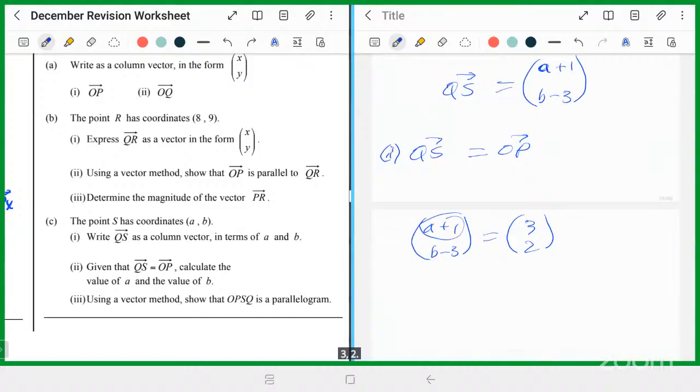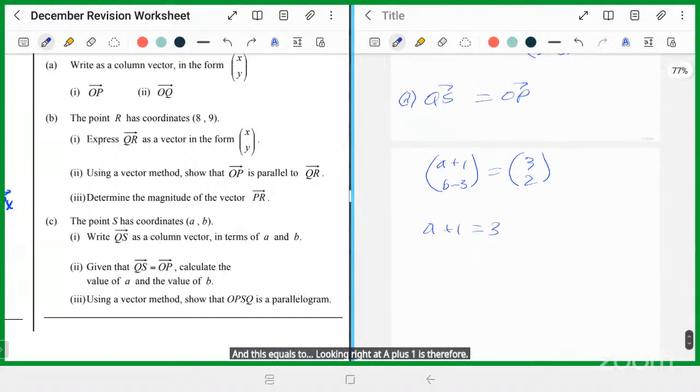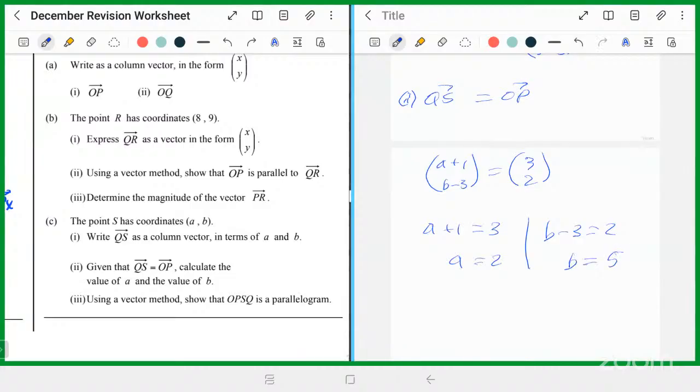So it means that this equals 3 and this equals 2. So we can write that A plus 1 is therefore 3. Subtract the 1, you get A equals 2. And then B minus 3 equals 2. Add the 3 to get B equals 5. That's the A and B. That part is done. It's a nice question, kind of lengthy, a number of parts, but it's a nice, easy question.